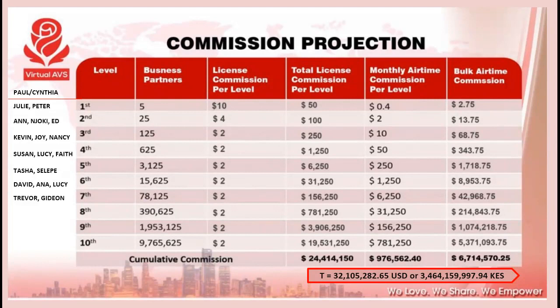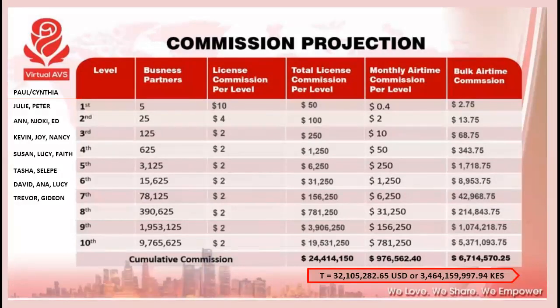Again, they will still be buying airtime. Remember you were getting 0.4% of each and every one of their expenditures. So 0.4% of $20 is 0.08. That's why you're getting 0.4 there as a total monthly airtime commission for that first level.